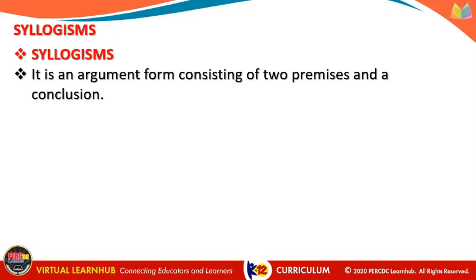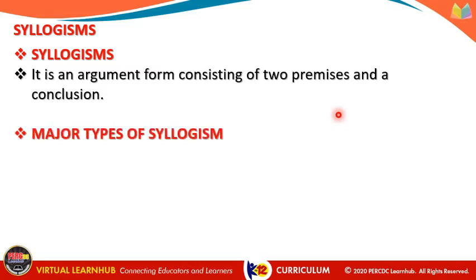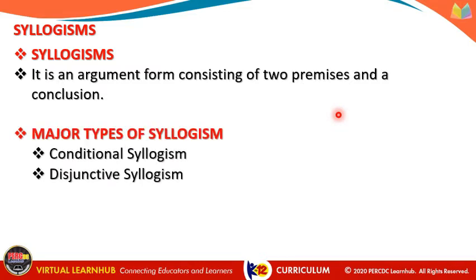Let us now go to our topic today. What are syllogisms? Syllogisms are arguments that are formed consisting of two premises and a conclusion. There are three major types of syllogisms. We have conditional syllogism, disjunctive syllogism, and categorical syllogism. Our focus on this chapter is on categorical syllogisms. So we will not go in depth of the other types of syllogisms. However, let's just define them and maybe cite one example for each.